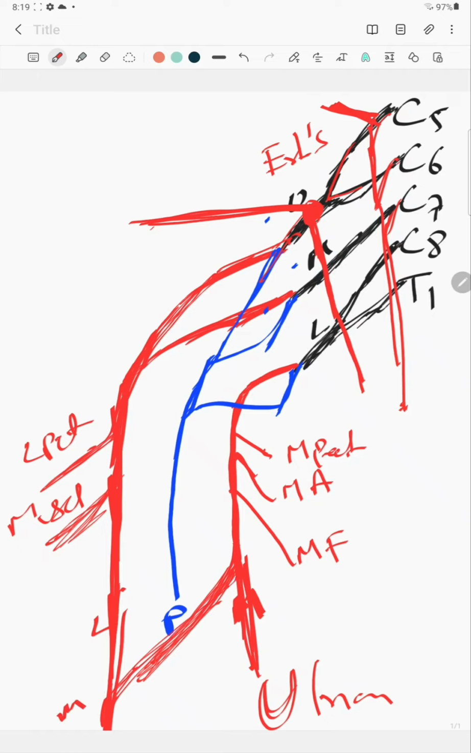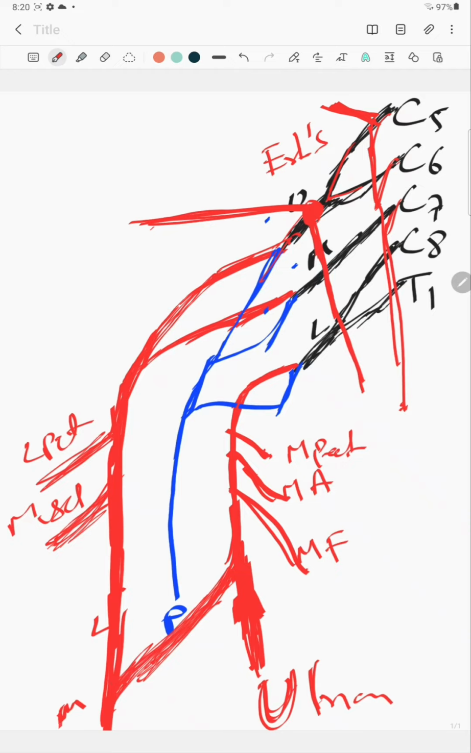Lateral root, medial root. So the branches from the medial cord are the medial pectoral nerve, medial cutaneous nerve of arm, and medial cutaneous nerve of forearm. Then the medial cord gives the medial root of the median nerve, and the rest of the fibers continue as the ulnar nerve. The lateral cord gives the lateral pectoral nerve and musculocutaneous nerve, then continues as the lateral root of the median nerve. It unites with the medial root of the median nerve and forms the median nerve.